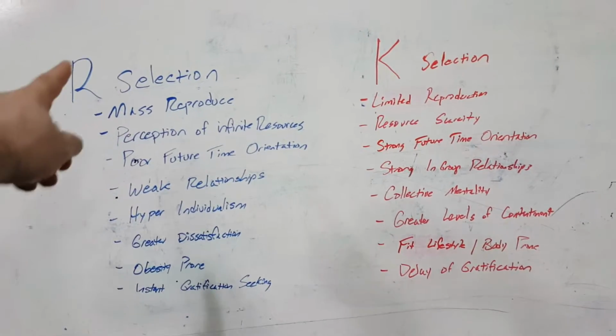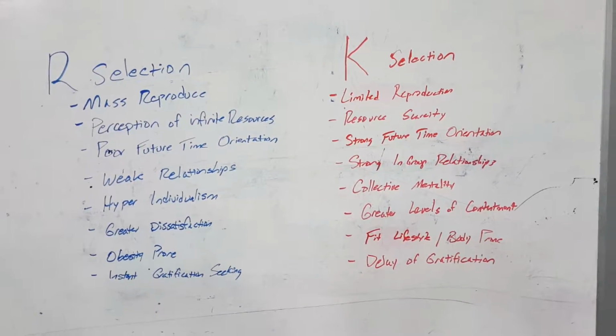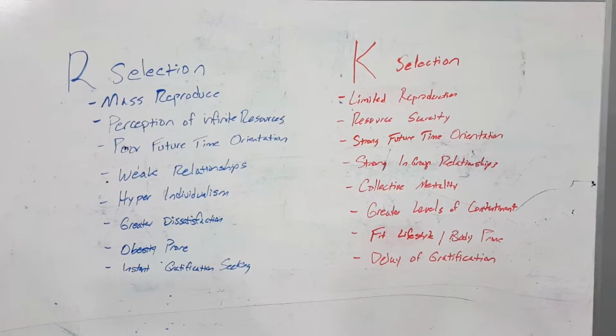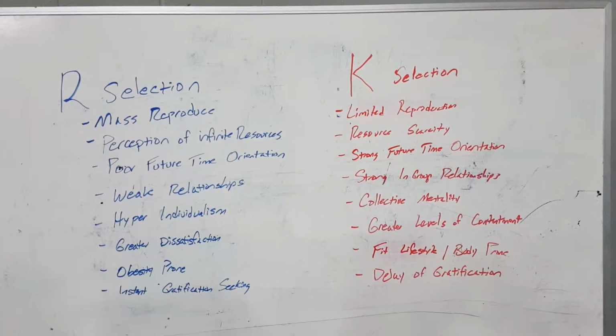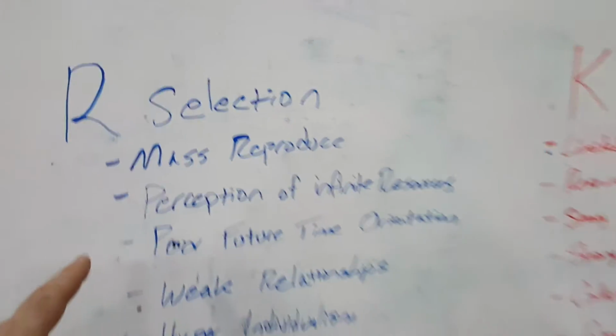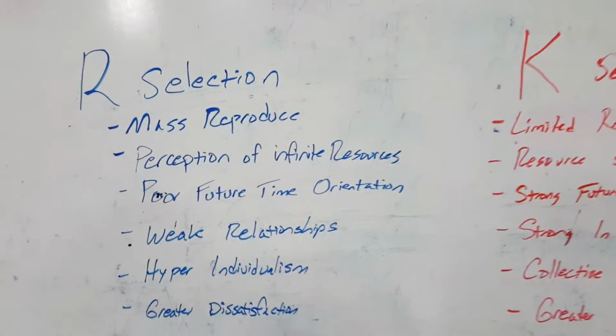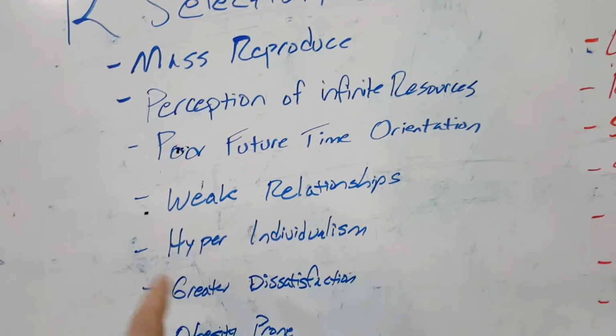We're going to be talking about RK theory and how it relates to fitness. So here's the overview. You can pause the video to take a look, and I'll read it off. R selection: mass reproduction. You mass reproduce. Perception of infinite resources. Poor future time orientation. Weak relationships.